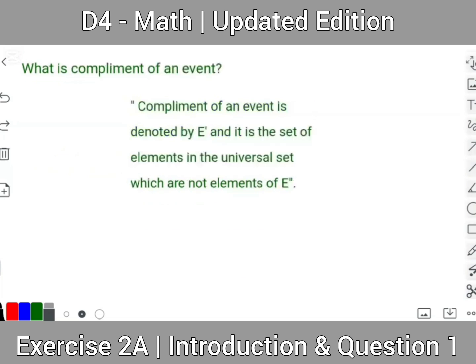What is the complement of an event? Complement of an event is denoted by E prime, and it is the set of elements in the universal set which are not the elements of E.